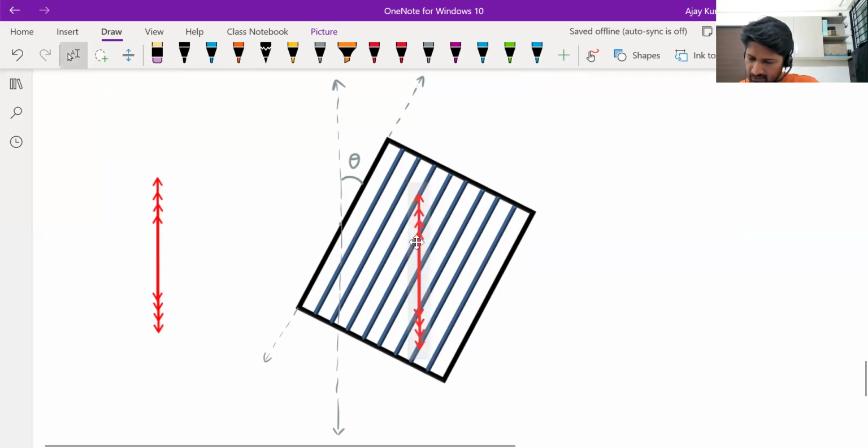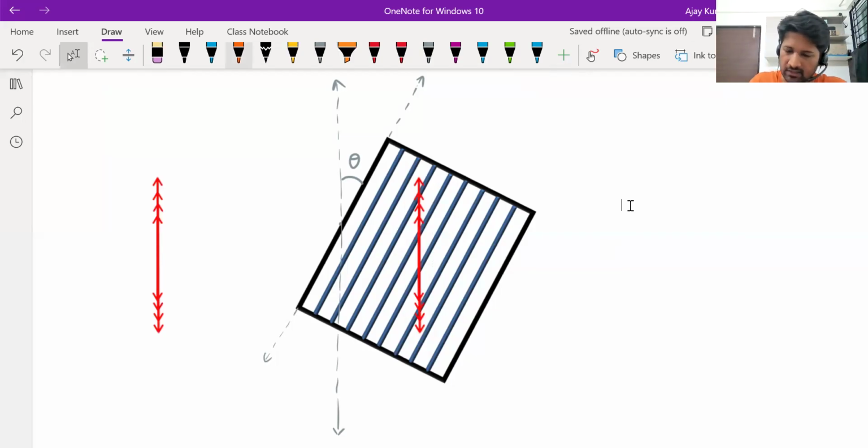The angle between the direction of polarization of the light and the pass axis of this Polaroid is not 90 degrees. So components will be there. Now let's say the incident light, which is already polarized, has average electric field amplitude E.